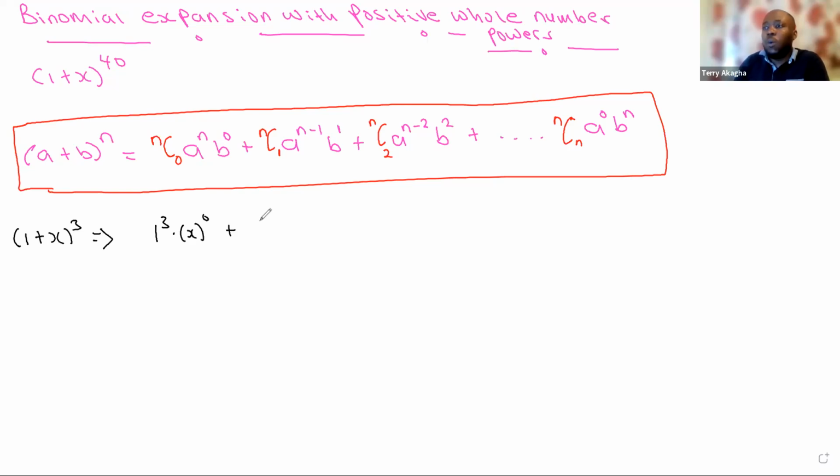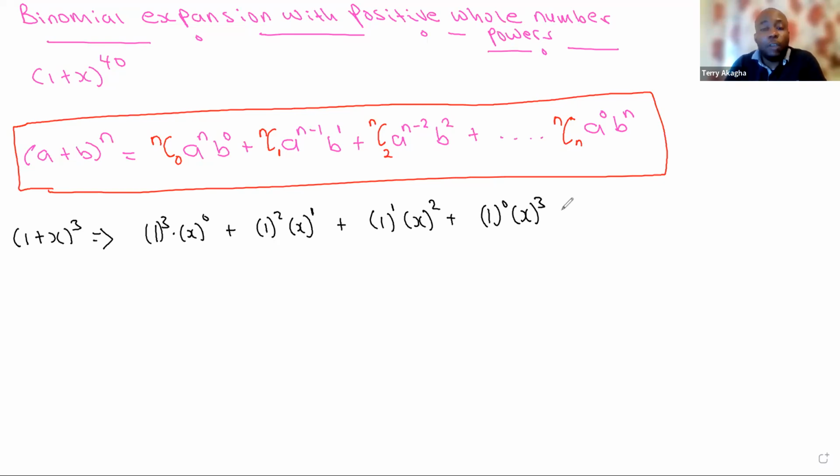Plus 1 to the power 2, x to the power what? 1, do you remember? Plus 1 to the power 1 and x to the power what? 2. So remember I said as you keep going, the first one keeps on decreasing while the second one keeps on increasing, okay? Plus the last one is going to be 1 raised to the power 0. Put this in brackets as well so it'll be easy. And x raised to the power what? 3.